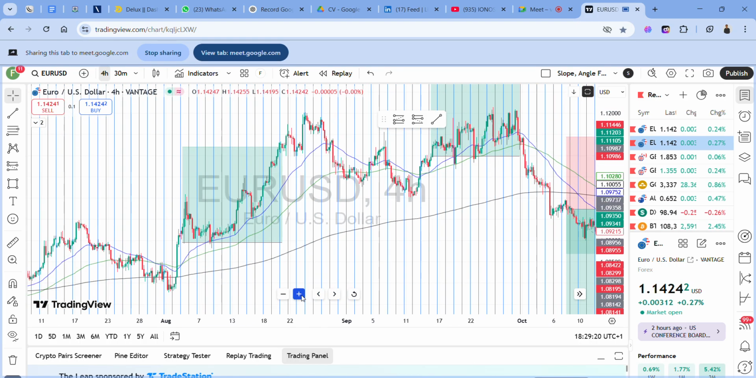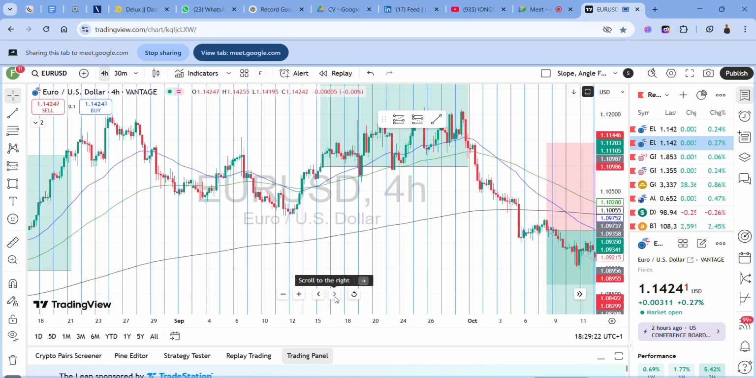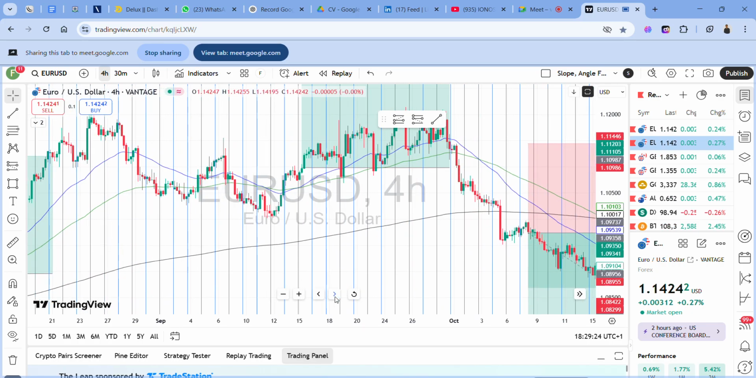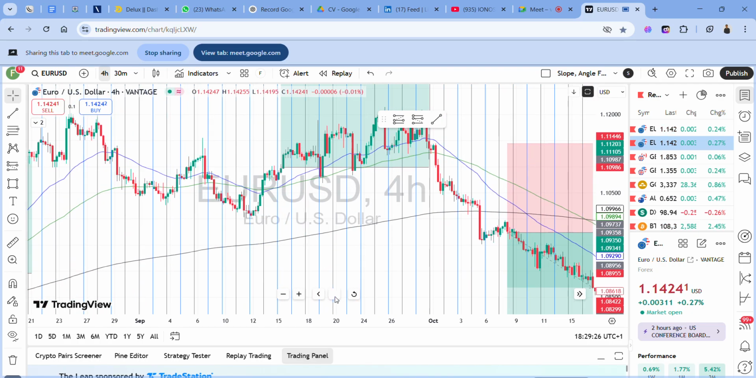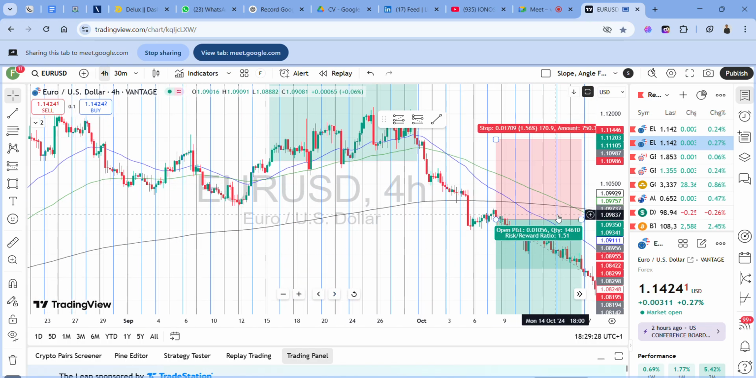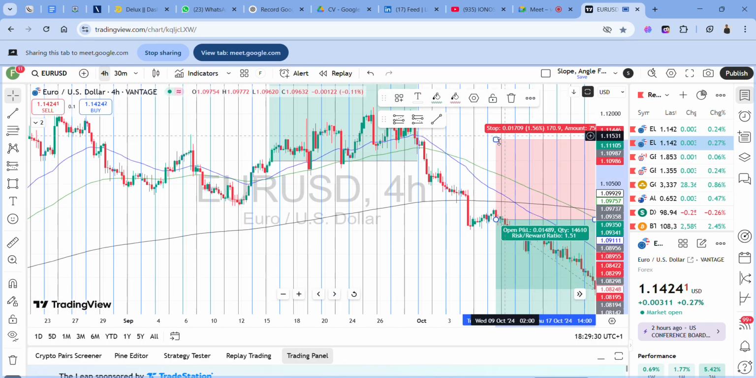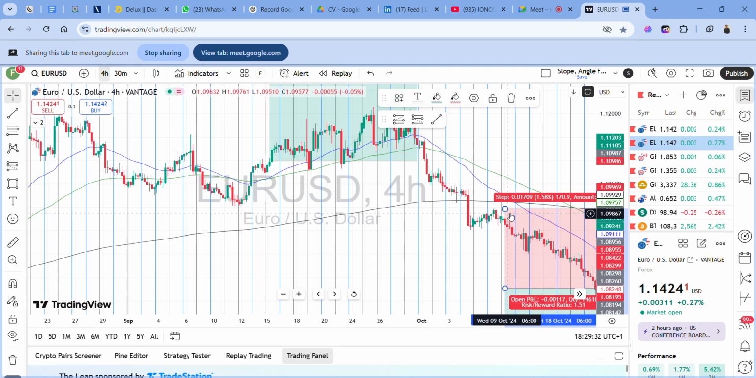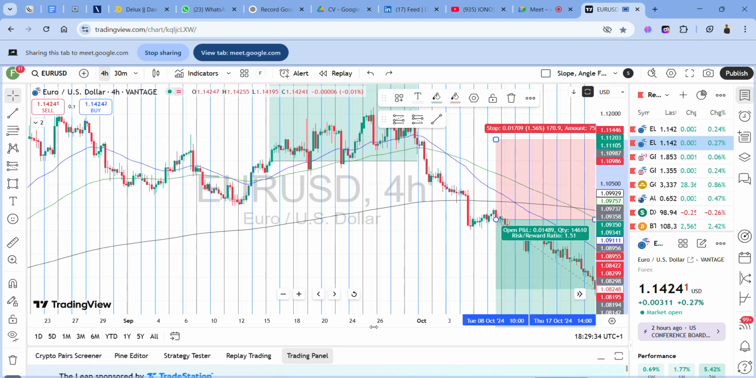Let me zoom this in a little. All right. So what do we have here? Market is ranging. Okay, at this point, our TP1 has been smashed. We move stop loss to break even. Our TP1 has been smashed.